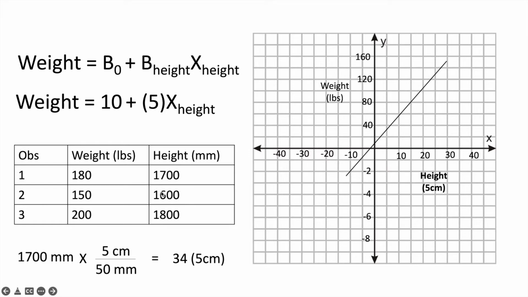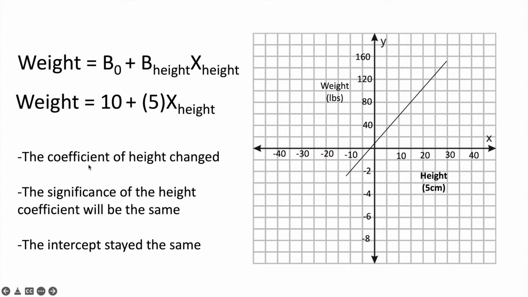So by just dividing each of these by 50, we were able to get it into the 5 centimeter units. So what changed? The coefficient of height changed. It went from 0.1 to 5, and before it was for every 1 millimeter increase, the change in weight. Now it's the change in weight per 5 centimeter increase in height. The significance of this would stay the same.